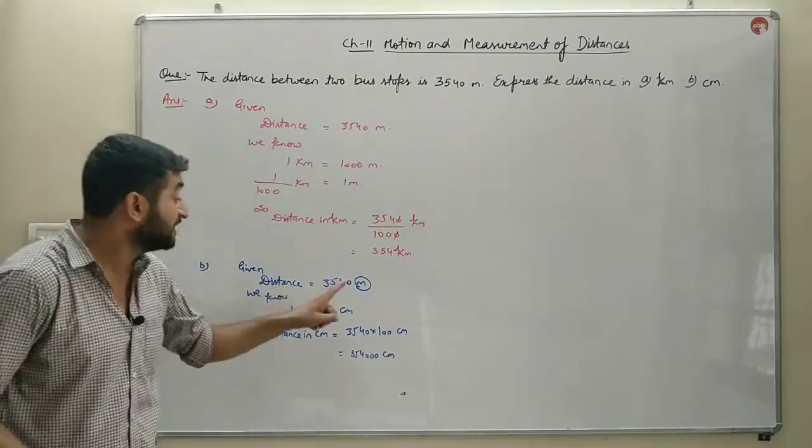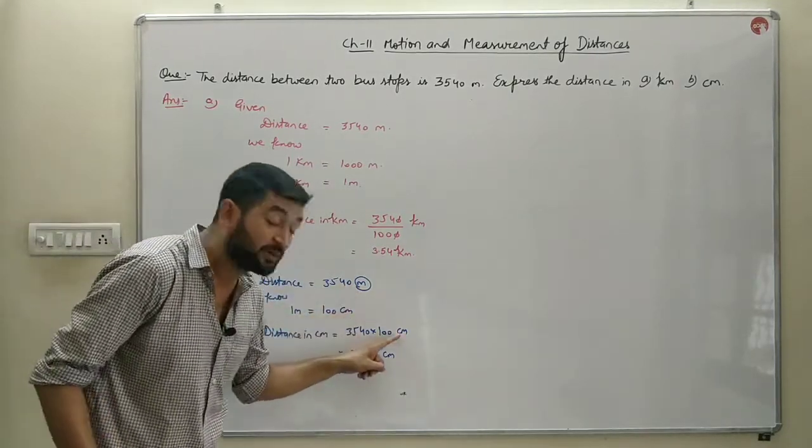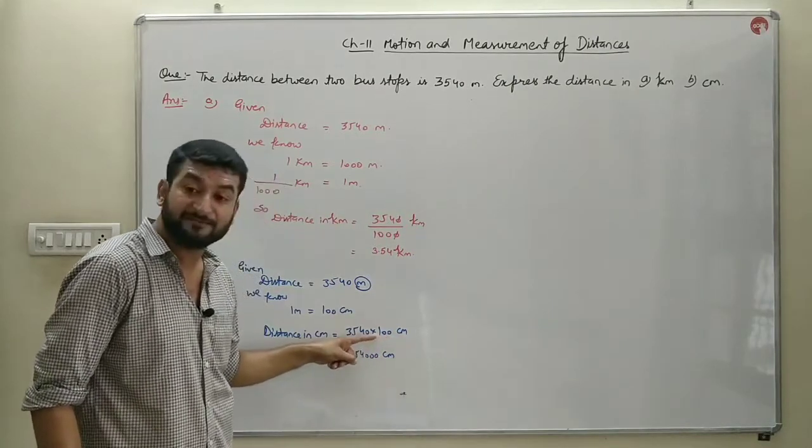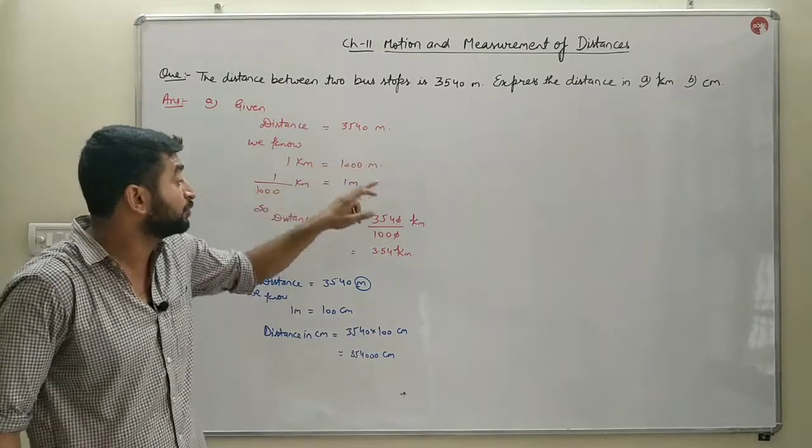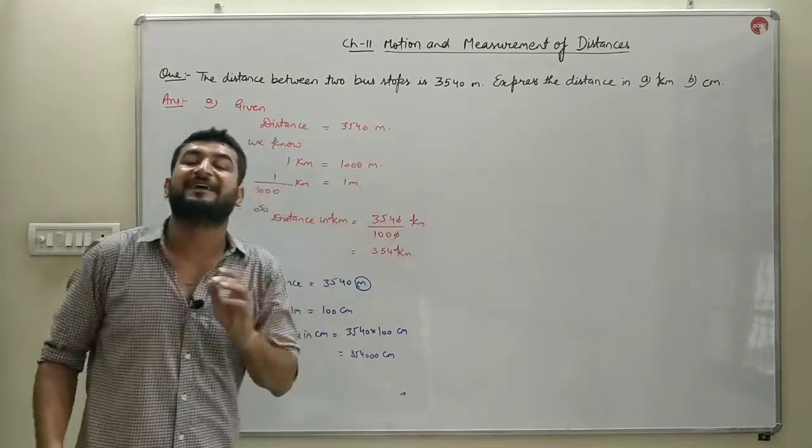So if we are converting the bigger unit into the smaller one, we are multiplying it. If we are doing the reversal, that is converting the smaller unit into the larger one, then we are dividing it.